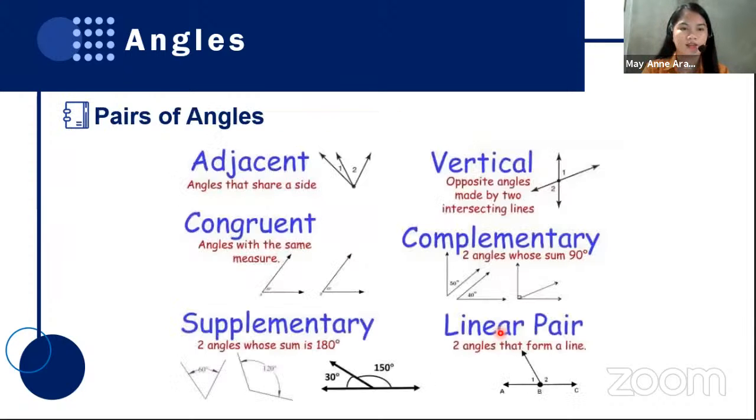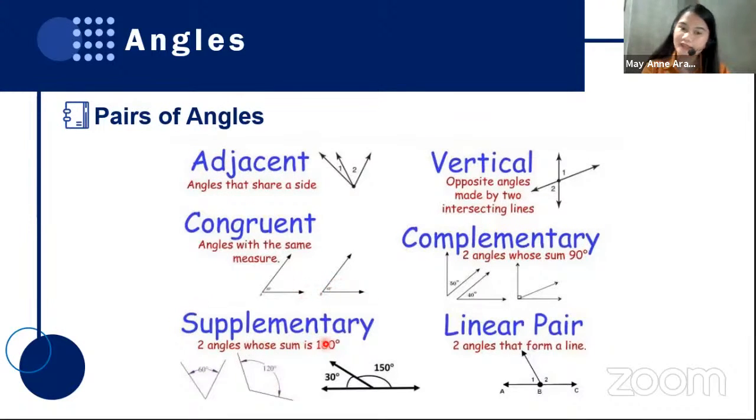Okay, next we have the pairs of angles. The adjacent angles are those angles that share a side. So for example, we have angle 1 and angle 2. They share a common side, which is this line, this ray. And for congruent, these are angles with the same measure. Okay. For example, I think this measures 45 degrees, and this one also measures 45 degrees. So these angles are congruent.